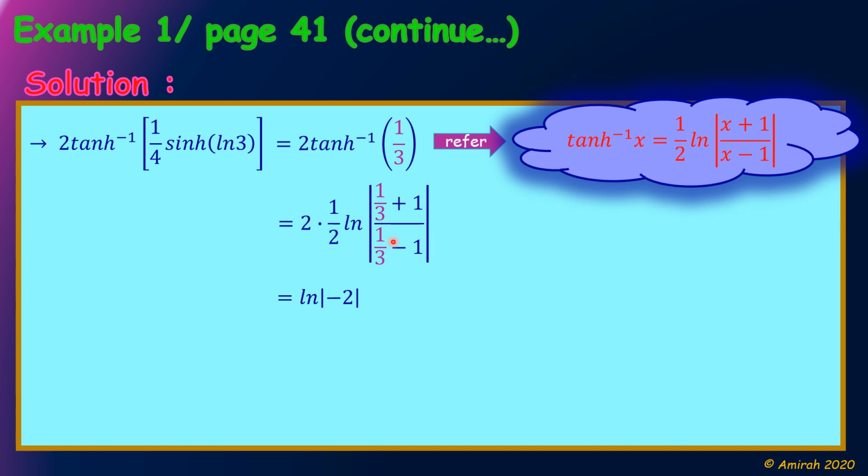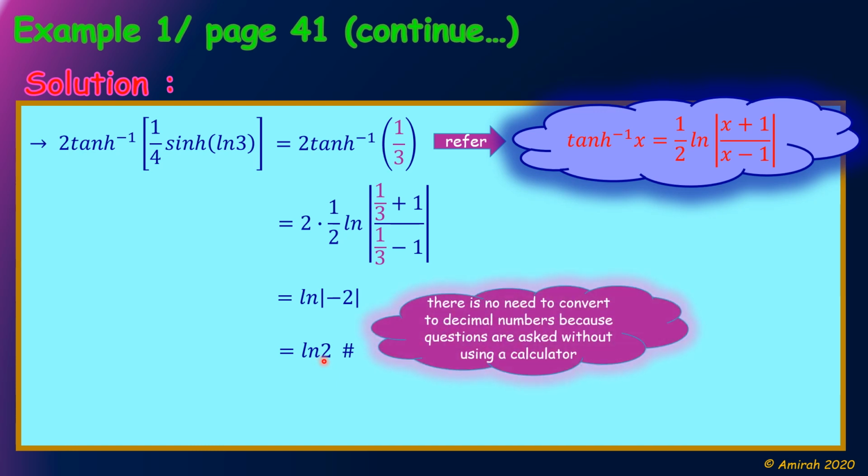And in the modulus sign, we can simplify using a calculator, because without using a calculator, we would need to solve using the definition of inverse hyperbolic and hyperbolic functions. So for any numbers, we just press the calculator to simplify. So now we have ln of modulus of -2. Then we can simplify modulus of -2 to 2. So the final answer is ln 2.